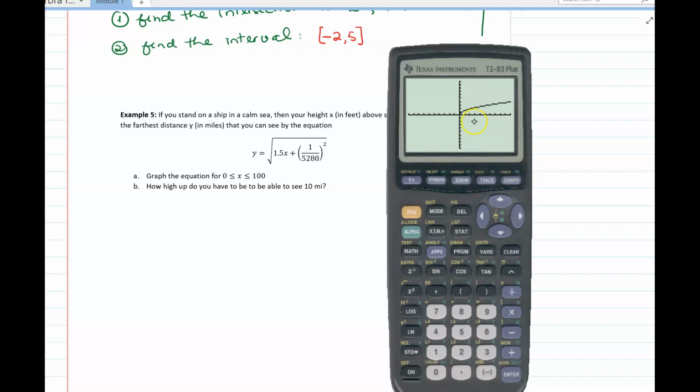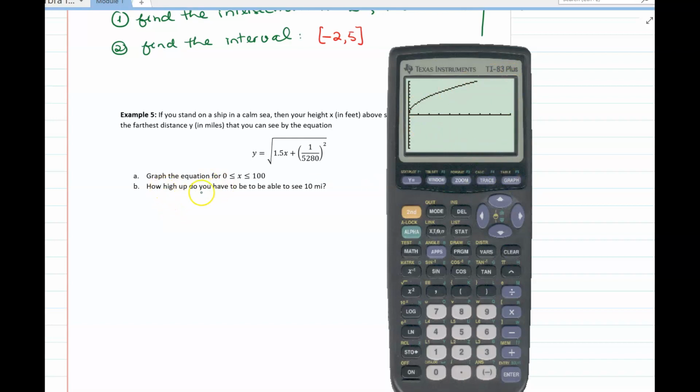Okay. We can't see very well here, but we know this is a square root graph. And so let's take a look at our settings. We want our window to start with x minimum 0, and the max we want to go up to 100. So let's make the scale a reasonable 10. Okay, and let's go ahead and graph this. So this is what the graph is going to look like.